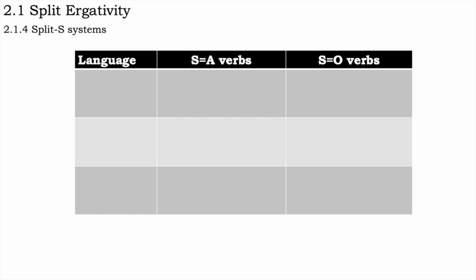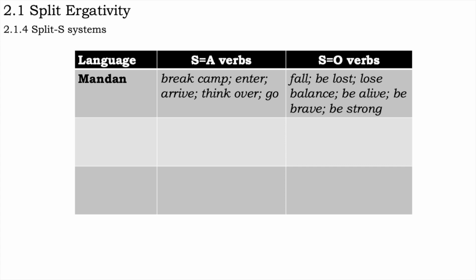For the Siouan language Mandan, S equals A verbs include break camp, enter, arrive, think it over, and go, while S equals O verbs include fall, be lost, lose balance. S equals O also includes adjectival verbs such as to be alive, be brave, and be strong.